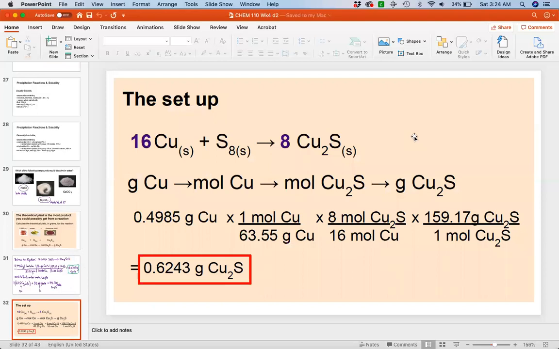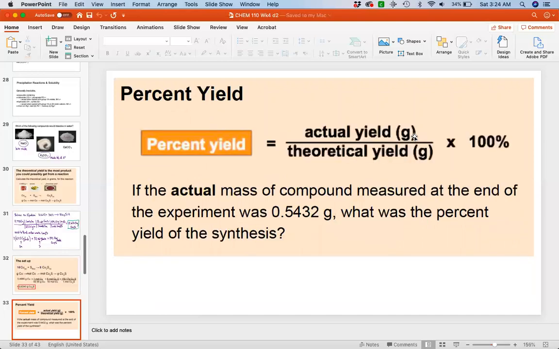So again, thinking about our setup, the first thing we do is balance our equation. And then we think about the process that we use to convert from grams to moles. Then we use a molar ratio to find moles of our product. And then we can convert using our molar mass to the grams of that product.